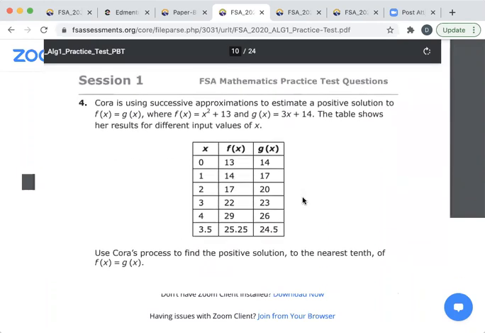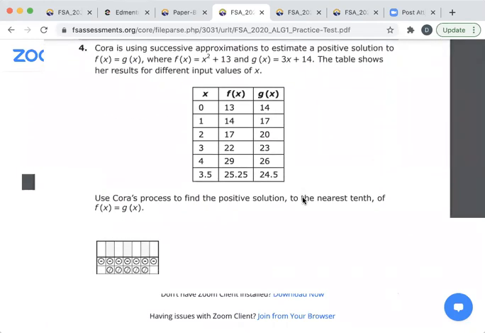For number 4, we have a table, and we have to fill in the little grid for our answer. So Cora is using successive approximations to estimate a positive solution to f of x equals g of x, where f of x equals x squared plus 13, g of x is 3x plus 14. So we have two different formulas, f of x and g of x, and we want them to be equal to one another.